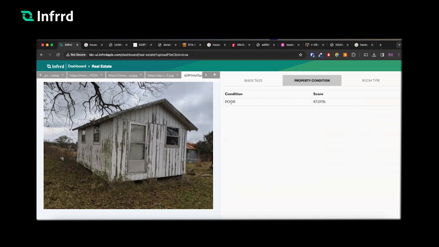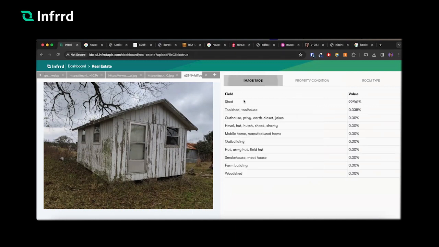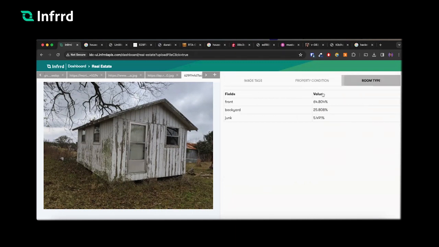So there you go. It's a shed in poor condition, and it mainly sees the front. It can also see some part of the backyard, that's why you see this here. And we also figured out that there's some junk. So these are some cues that we generate for property appraisals and real estate property conditions. Wow, that's compelling.